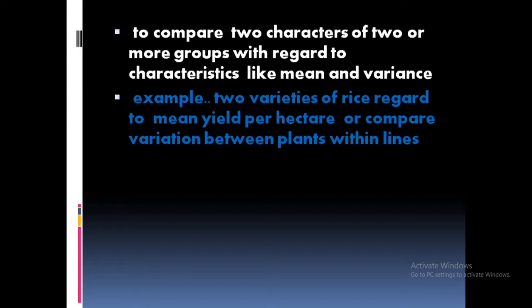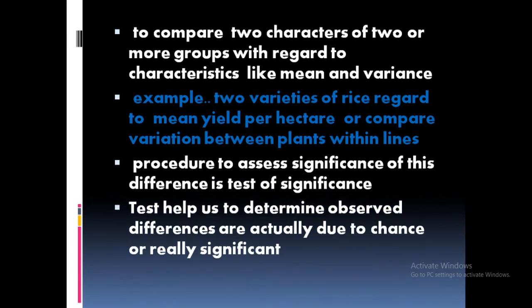But here, a procedure that helps us to assess the significance of the difference is known as test of significance. So you find some differences in the yield or production of two varieties of rice. Now you have to check whether these differences are significant, and only then can you say this variety is good and the other one is bad. To check whether the difference is significant, we use the method known as test of significance.